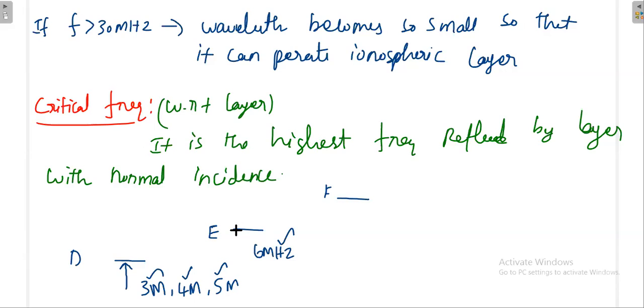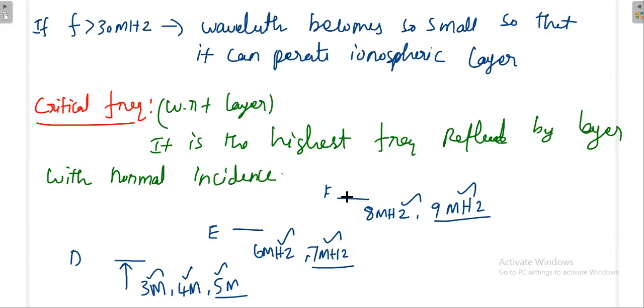E. If I use 7 megahertz, say for example, if it is reflecting, then if I go further, maybe your E layer also may not reflect. Then what is the critical frequency of this E layer? Simply 7 megahertz. Again I go further. If I use more than 7 megahertz, say 8 megahertz, that is getting reflected by F. And if I go 9 megahertz, then it is getting reflected by F. Then if I go further, it may not reflect. That means this is the critical frequency of the F layer. This is the definition for critical frequency.